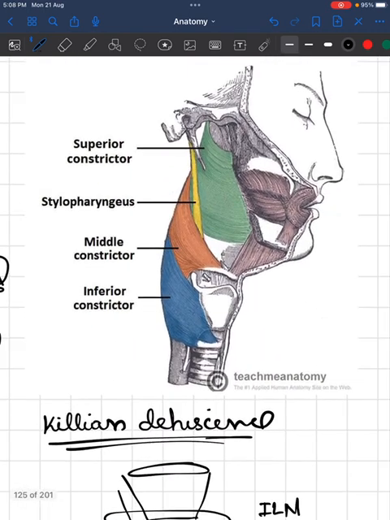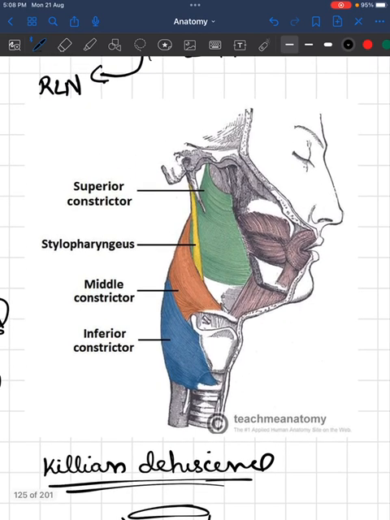Between the esophagus and inferior constrictor muscle, there is the recurrent laryngeal nerve and inferior laryngeal artery. In this diagram, we can see circular muscles. The blue structure that is marked is the superior constrictor. The orange is the middle constrictor.